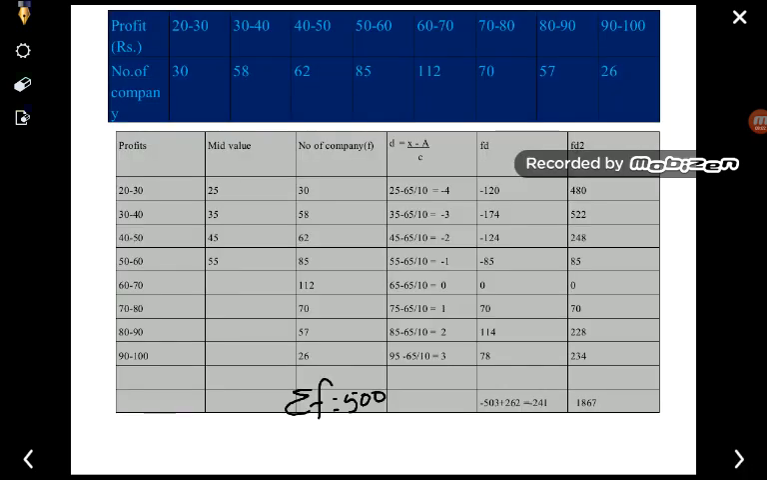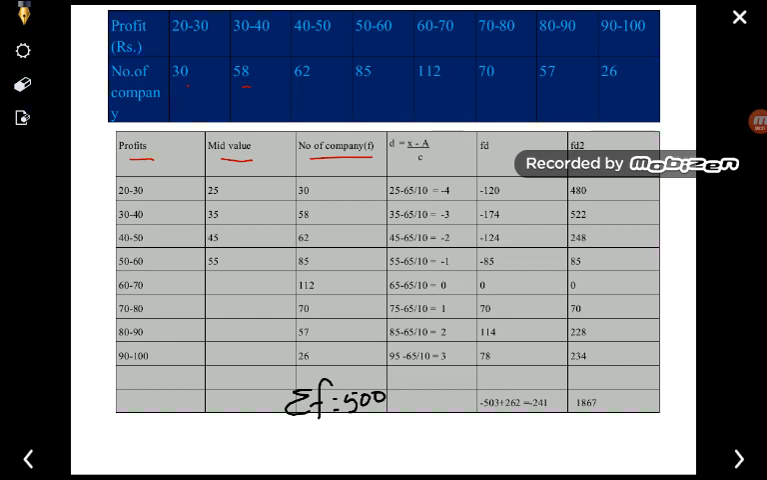So here we have arranged it in the form of a table. Here the first column should be written as profit, the next column should be the mid value, and the third column will be the frequency. So here we have written the frequency. The first, 20 to 30, will be 30. Next, 30 to 40 will be 58. And we have to first find out the mid value.